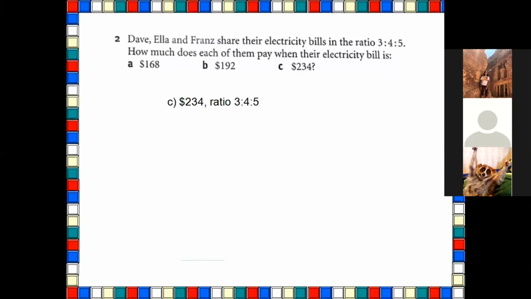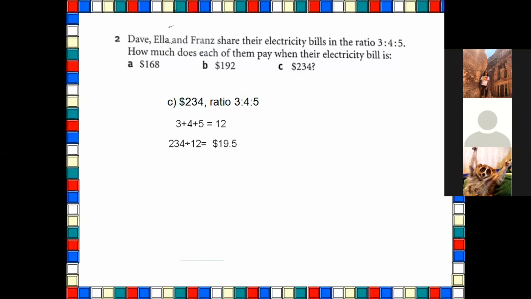Step number 1, add the ratios. Girls, you have to memorize the steps. Add the ratios. 3 plus 4 plus 5, 12. Then divide the quantity, $234 by 12. It's going to be $19.50.